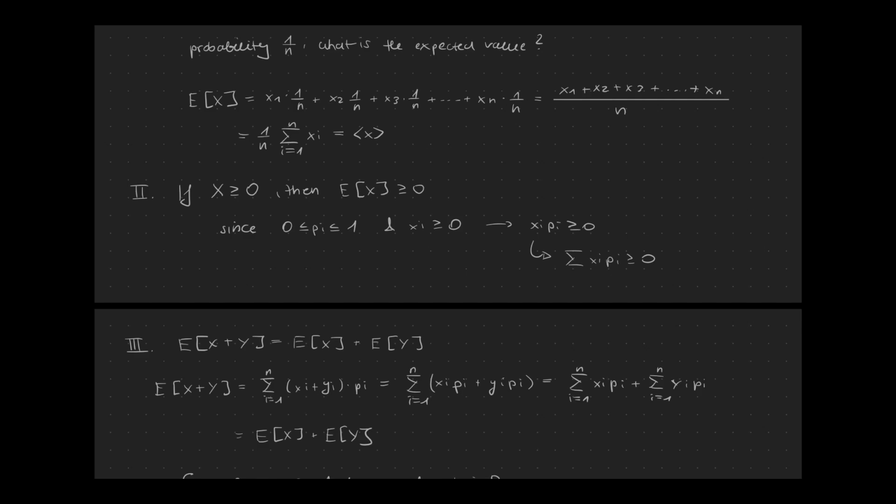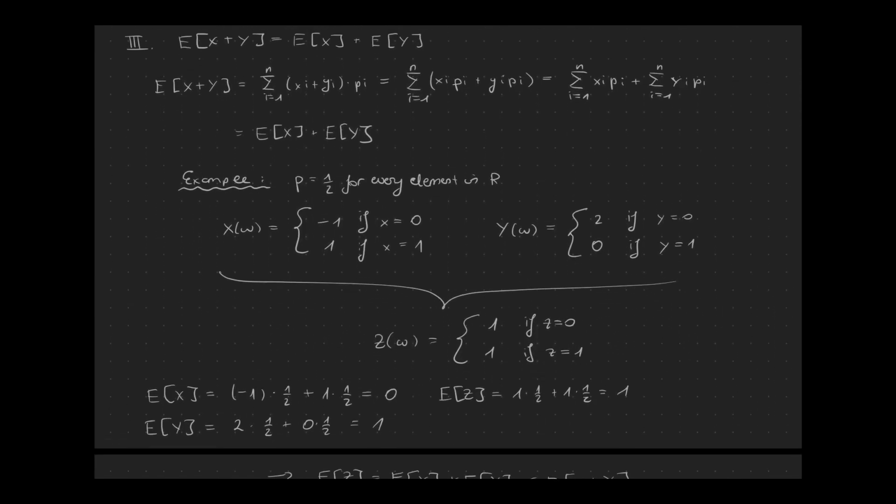So we have the expectation value of x plus y, and this is the same as we are summing over xi plus yi, and the whole expression times pi, right? And what we can do is we can then multiply pi inside of this bracket, and what we then can do is we can just split the sum between those two terms, and we will arrive at our expression we want, that the expectation value of x plus y is equal to the expectation value of x plus the expectation value of y.